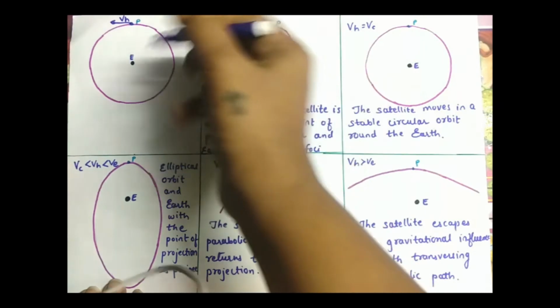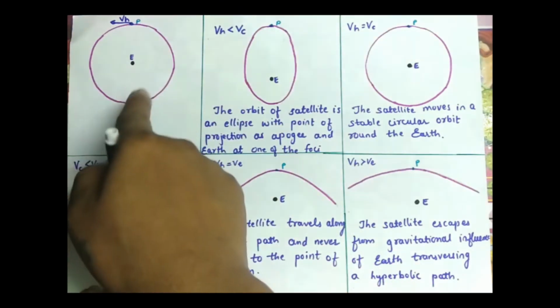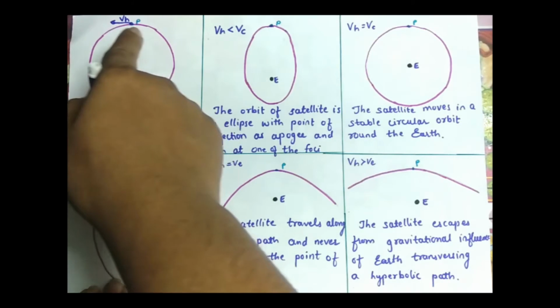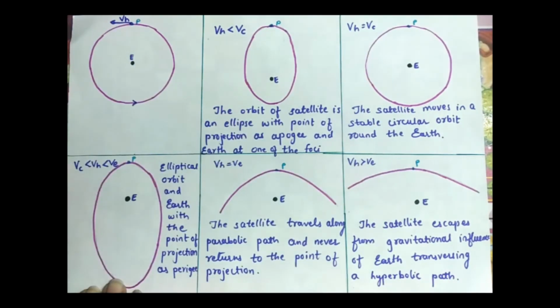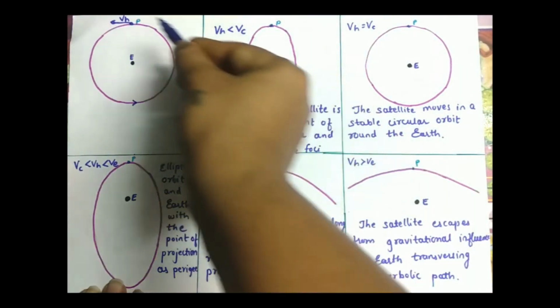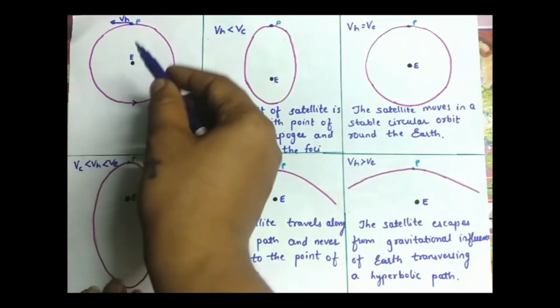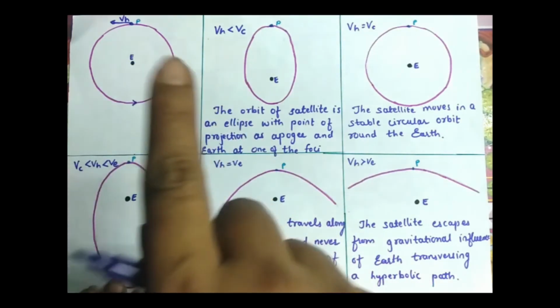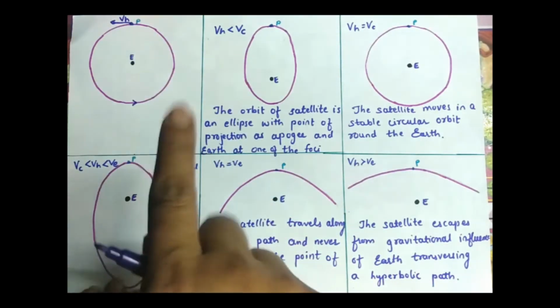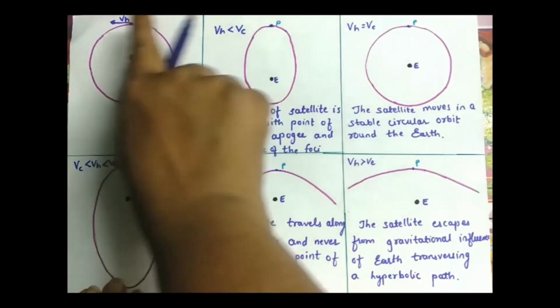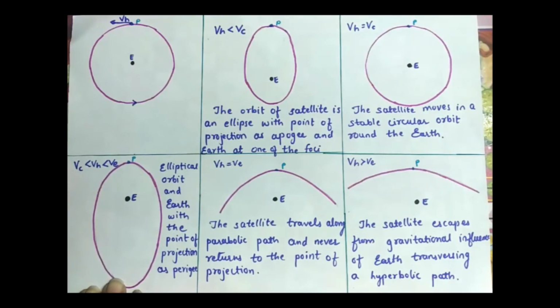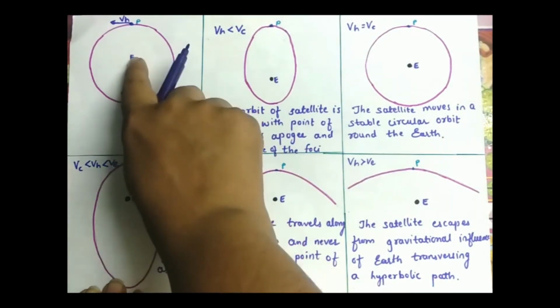So, in the first figure what you are seeing, the satellite path is shown like this. The satellite is exactly in a circular orbit. That means this Vh is also known, in this case, as orbital velocity. The centripetal force is necessary for circular motion of any object. So, the satellite is also in circular motion.